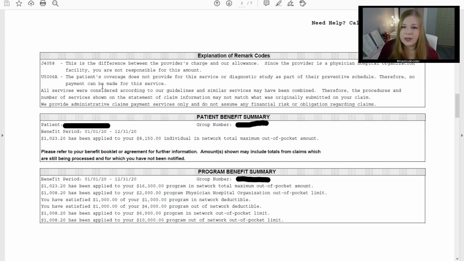Therefore, no payment can be made for this service. So basically what it's saying is this patient, they cover for preventative services, but this isn't one of the ones that they cover for. They didn't deem that this patient, maybe at their age interval or whatever, medically needed it. So they're just saying, hey, we're not going to cover for it. The patient didn't really need it.